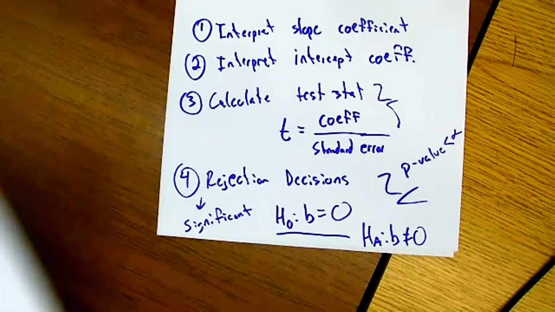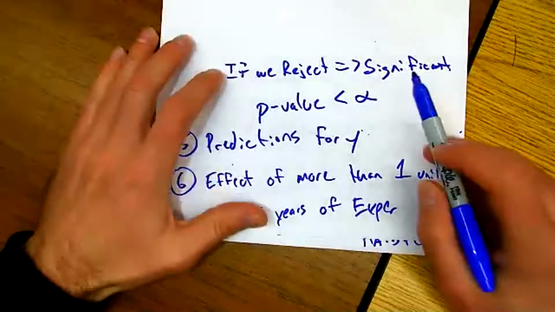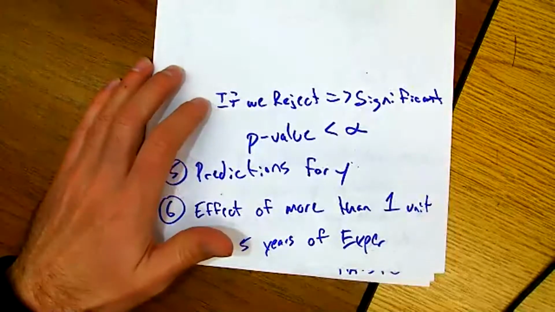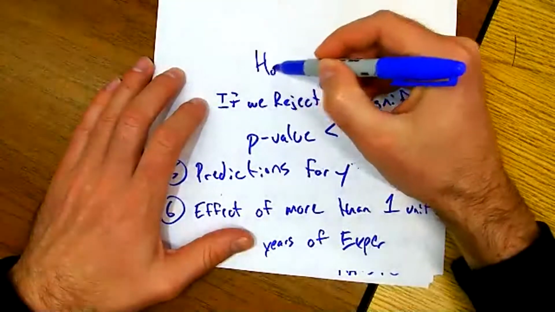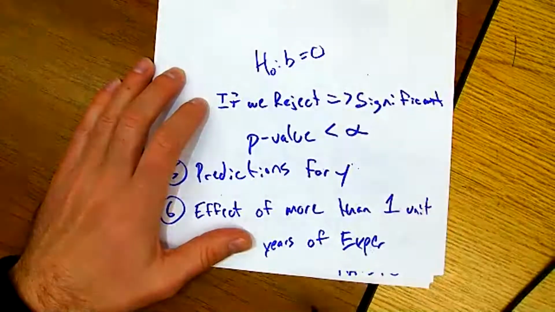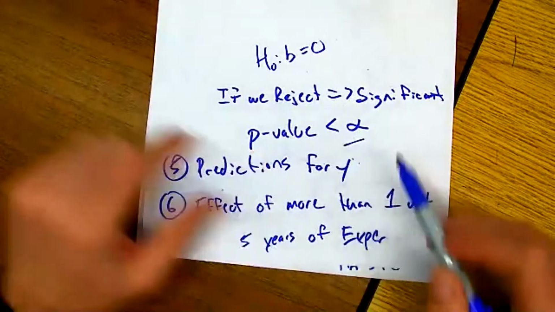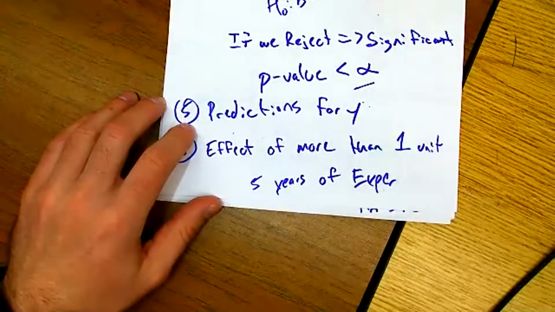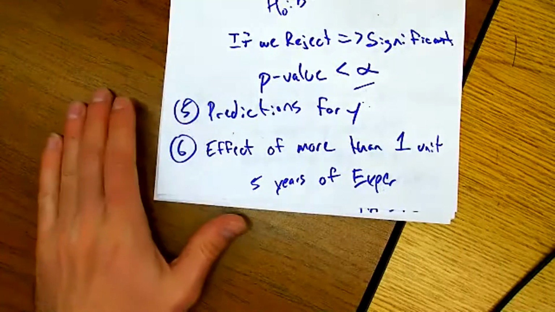So the other ones I would look at, right? If we reject, that implies that there is a significant relationship, because what we're rejecting is that the relationship is 0, right? And we use that same rejection decision. The other thing that you should be able to know how to do is make predictions for y, okay? There's a good example of that in that Excel answer key.